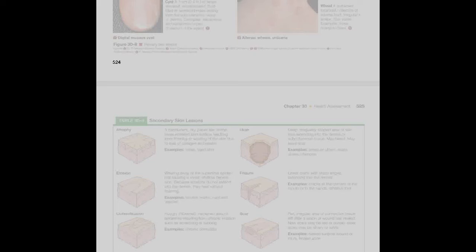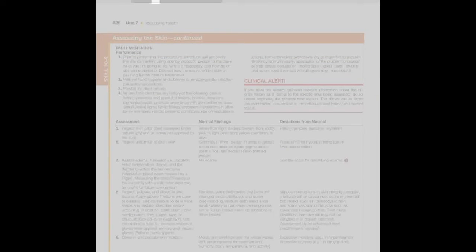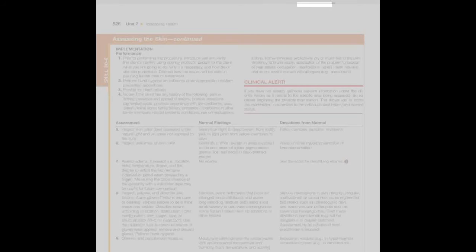524. M30_Berm4360_10_SE_CH30.IND524 April 12, 11:02 a.m. Chapter 30 Health Assessment 525. Number 153613 CUST, Pearson, Berman PG number 525 Title, Kozier and Erb's Fundamentals of Nursing 10. EC/M/Y/K short/normal Design Services of S4 Carlisle Publishing Services.